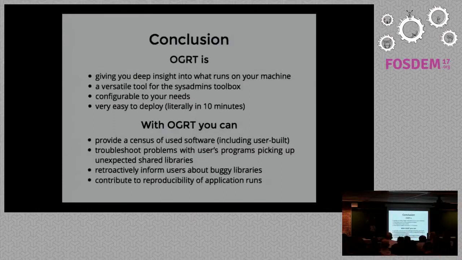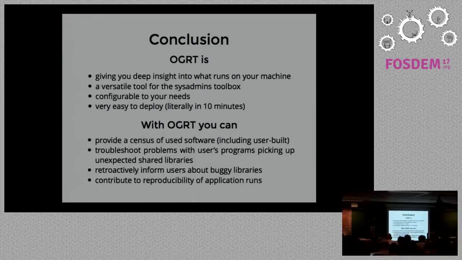So in conclusion, OGRT is more of a sensor that gives you deep insight what's running on a machine, like on a cluster inside a job. It's a versatile tool. It's very configurable to your needs. So if this is too much data and you want to blacklist something or filter something, that's very possible. It's very easy to deploy. I mean, I might be biased, but it doesn't take more than 10 minutes.